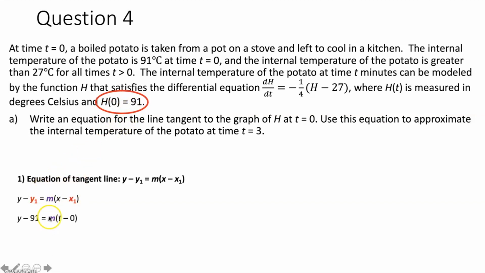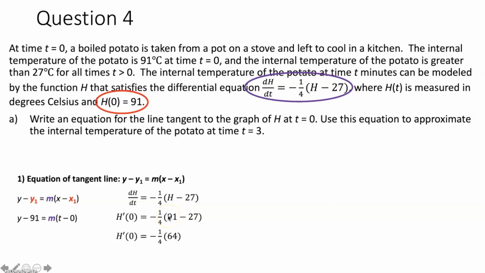So the only other thing we need is the slope. So how do you find the slope of this function? Well, that's what our differential equation here is for. That gives you the slope of the function at any given point. So if we want the slope of our function at time t equals 0, we're going to plug in 0 for t. Oh, there is no t. Then we're just going to plug in 91 for our h. We simplify, and we end up getting h prime of 0, or the slope of our function at time t equals 0, is going to be negative 16.